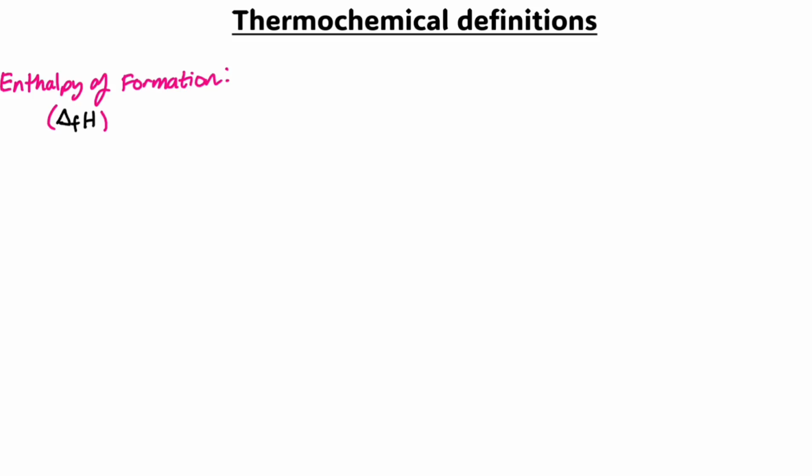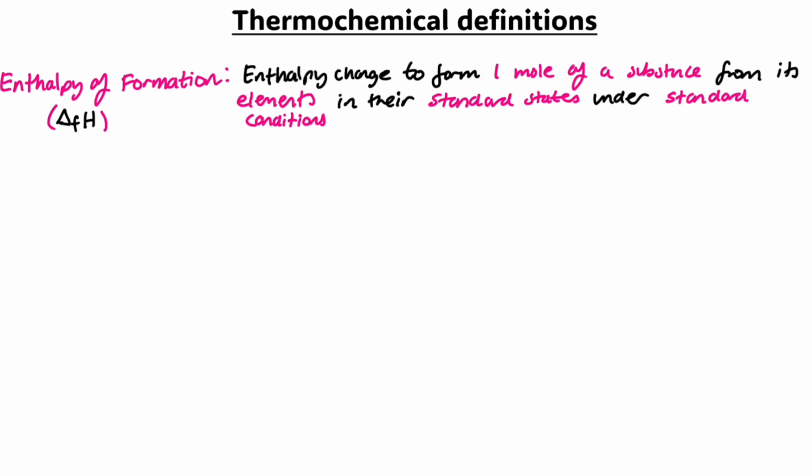So the first definition is the enthalpy of formation. This links back to the topics in energetics in the year 1 topics. So enthalpy of formation is the enthalpy change to form 1 mole of a substance from its elements in their standard states under their standard conditions. An example equation of this is sodium and chlorine, which makes 1 mole of sodium chloride. It's half a chlorine because you want 1 mole of sodium chloride, balancing the equation.